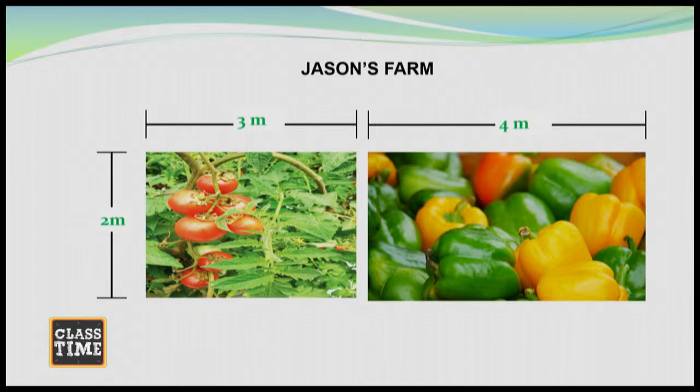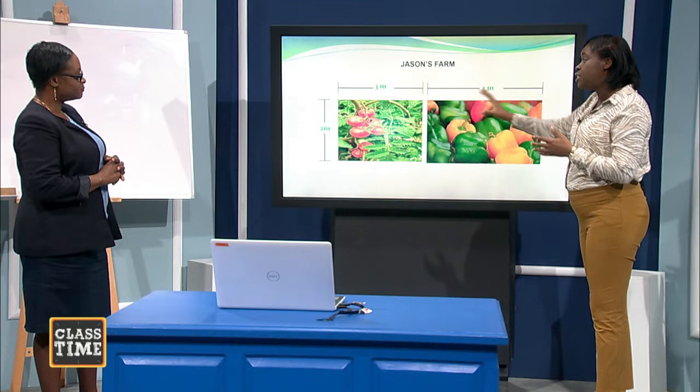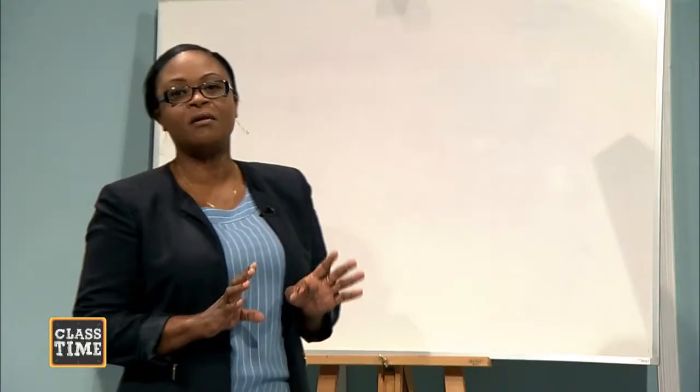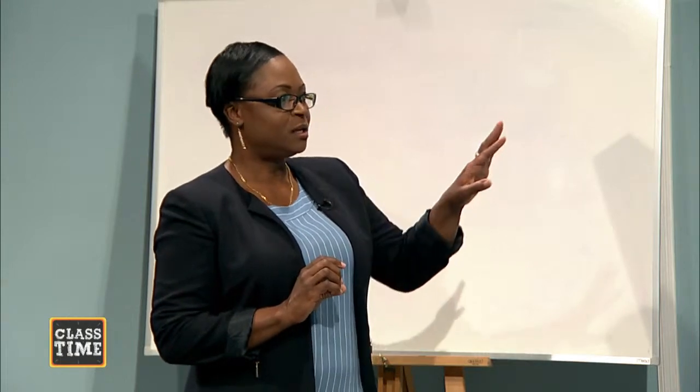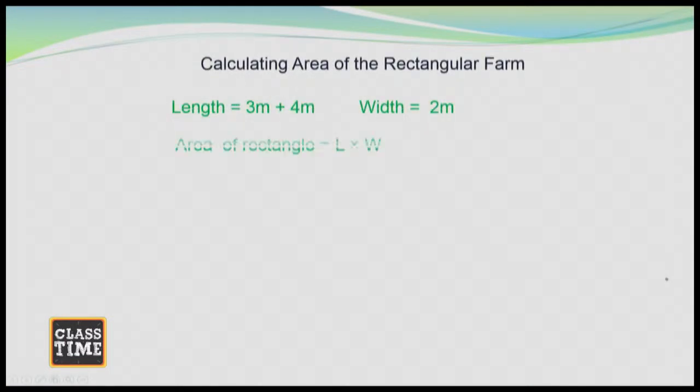Okay, so you said rectangular. Now, how do we find the area? Because Jason needs to find the area of the total farm. Well, we know that the area of the rectangle would be the length times the width. Good. So let's substitute those into the formula for finding the area of a rectangle. So substituting the length of 3 plus 4 and the width 2 meters. We do our calculation following the order of operations.